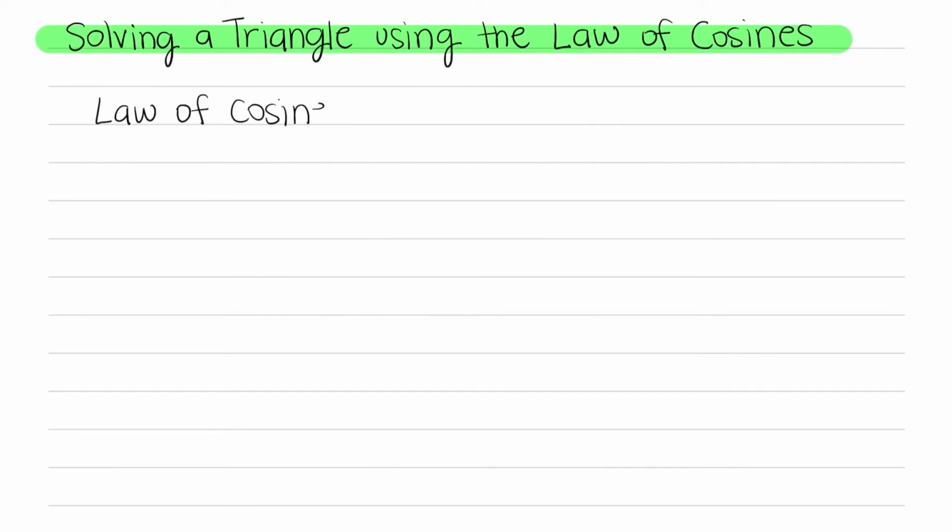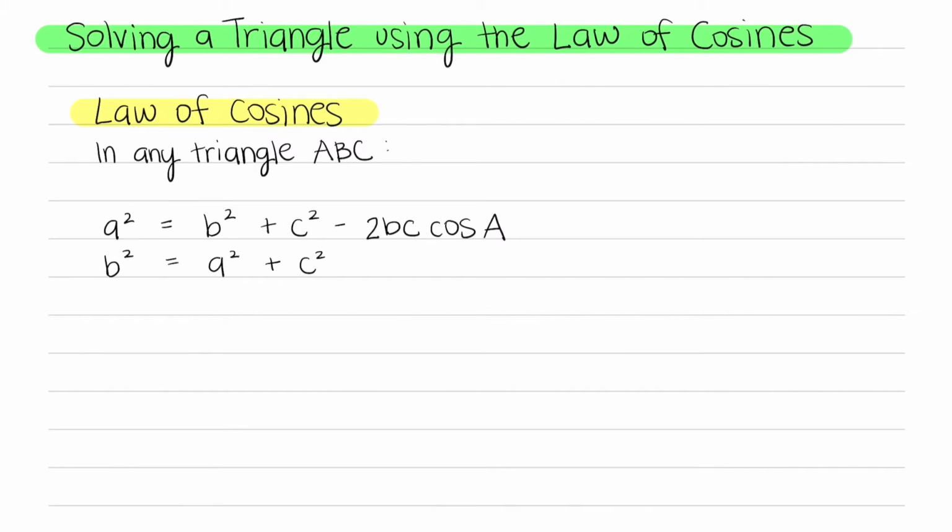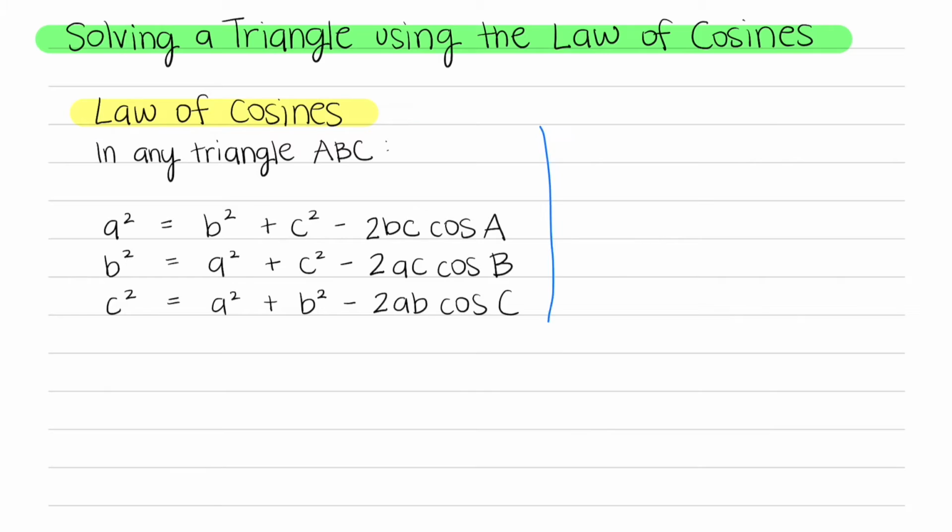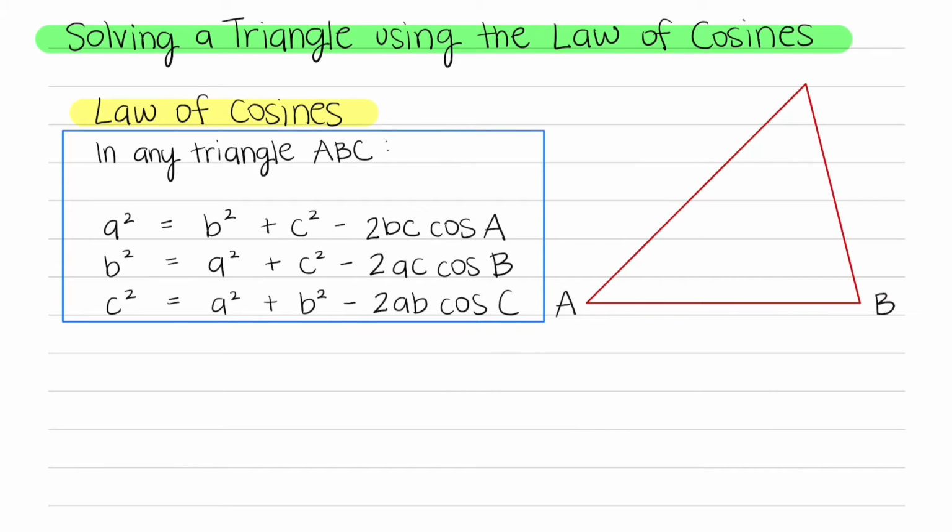So here are the formulas for the law of cosines in any triangle A, B, and C. And here's a triangle with all the variables listed. So you can see that the capital A, B, and C's are the angles of the triangle, and the lowercase a, b, and c are the sides, opposite to their angles. Let's try an example. We are told to solve this triangle.